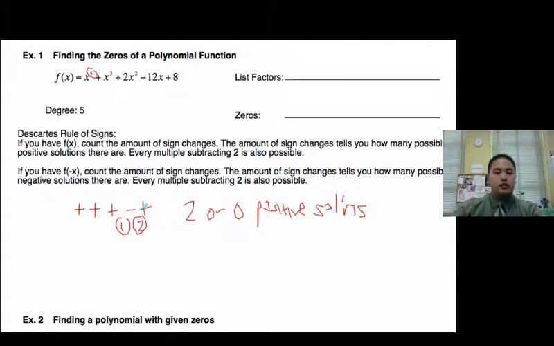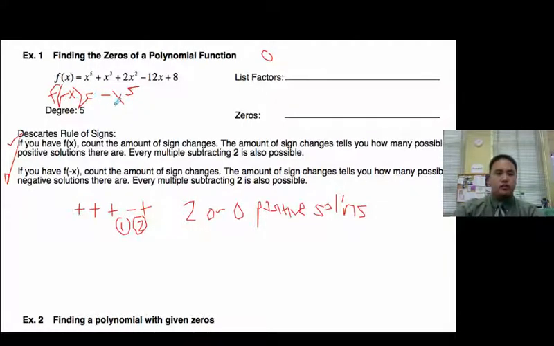Now the second part of Descartes' rule says to plug in a negative x. When I plug in a negative x, it means that every odd exponent will change sign. So if I plug in a negative x here, do you see how this now becomes negative x to the fifth? Actually, let me write it out for you. If I plug in a negative x, this now becomes negative x to the fifth.